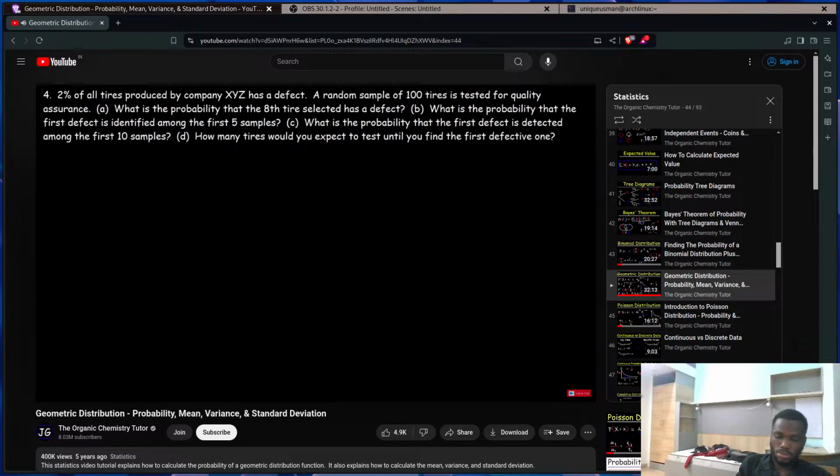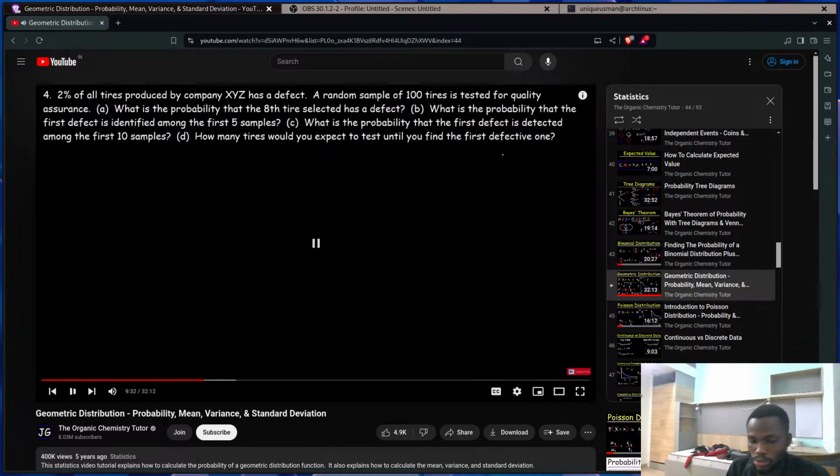Number 4. 2% of all tires produced by company XYZ have a defect. A random sample of 100 tires is tested for quality assurance. What is the probability that the 8th tire selected has a defect? So go ahead and take a minute and try the problem. So let's write down what we know.